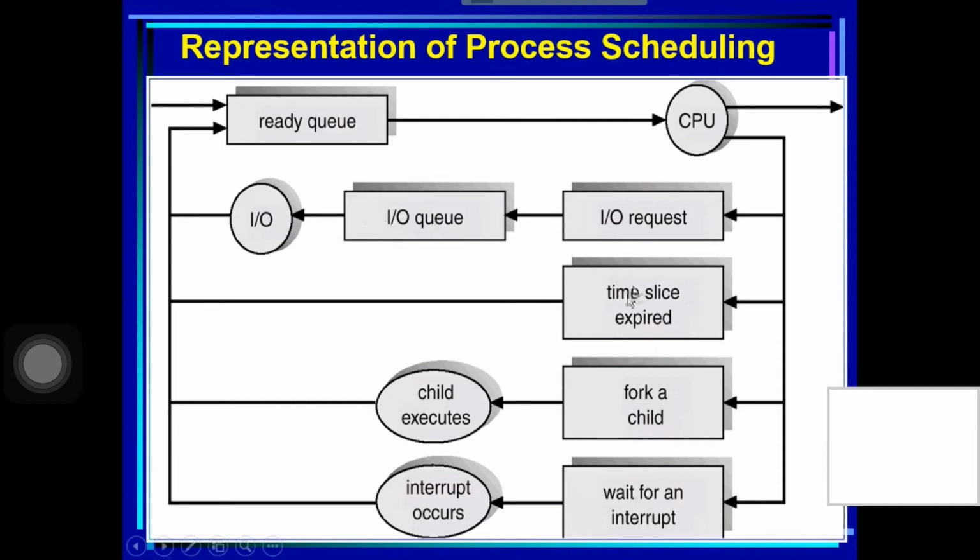The second, the process could create a new child process and wait for the child's termination. So here, waiting for the child to execute. And the third, the process could be removed forcibly from the CPU as a result of an interrupt and be put back in the ready queue. When an interrupt occurs, it will be put back into the ready queue because the CPU is scheduled to the interrupt service routine. Okay.